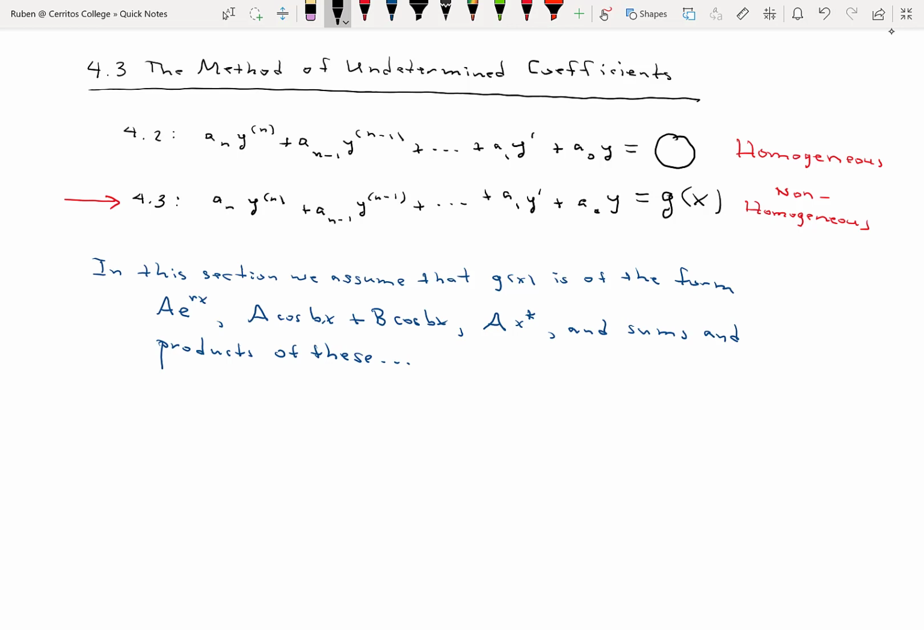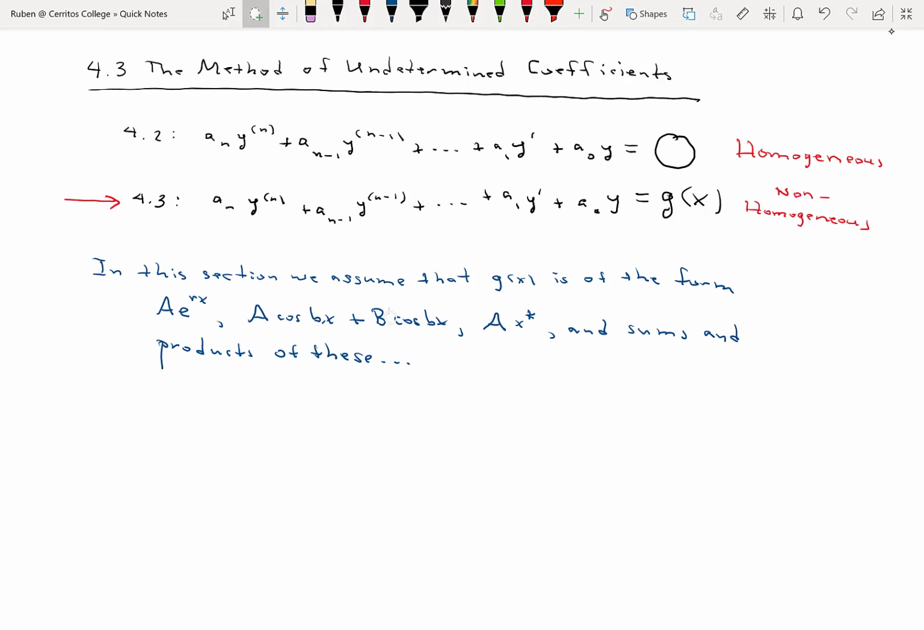In this section, we assume specifically that the forcing function, the g of x, is of the form a times e to the rx, or a times cosine bx plus b times sine bx. The a and the b don't both have to be non-zero in this form. You could have just cosines or just sines. Oh, and I just caught a typo. You could have just cosines or just sines, or you could have both.